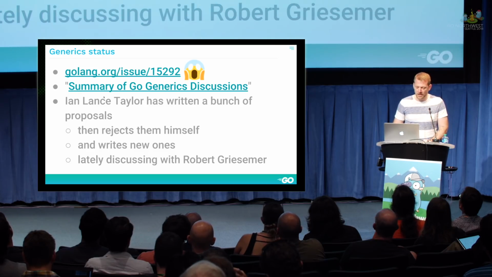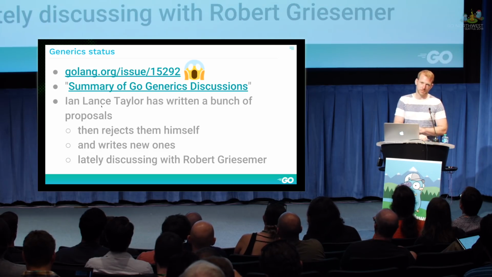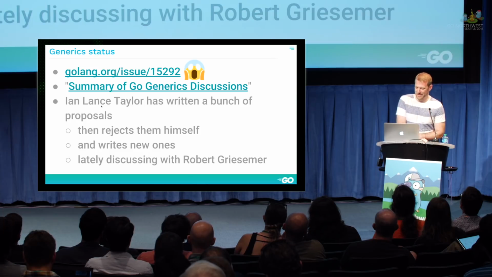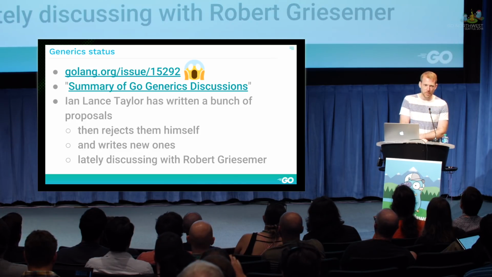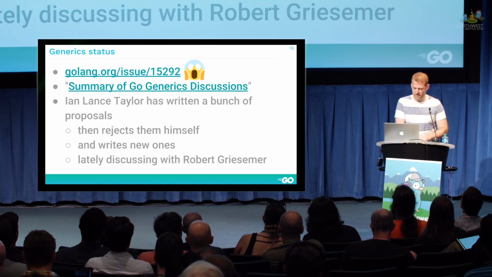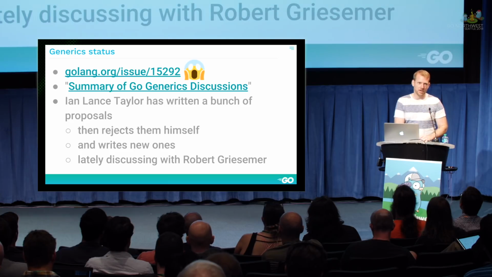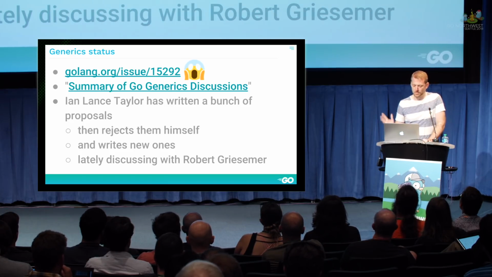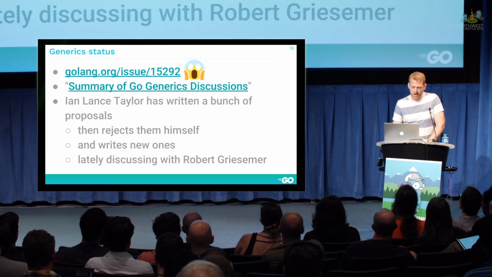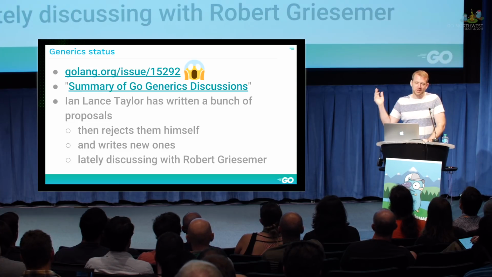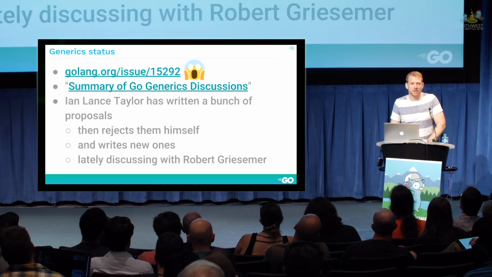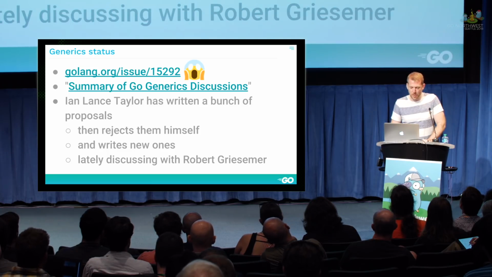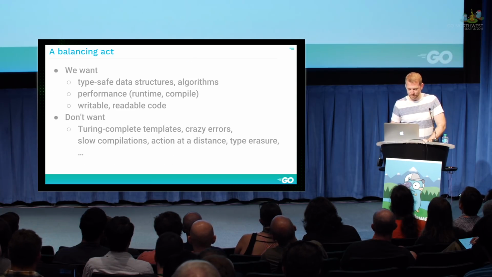Ian on the Go team, who's responsible for GCC Go, has written like 5 or 6 proposals about generics, and he's implemented some of them. And he generally publishes them, rejects them himself the next day. Then he keeps writing new ones. Lately, he's been discussing generics more with Robert Griesemer on the Go team. So I imagine he will just keep thinking of these and implementing them and rejecting them, but I'm hoping that he gets somewhere good with it.